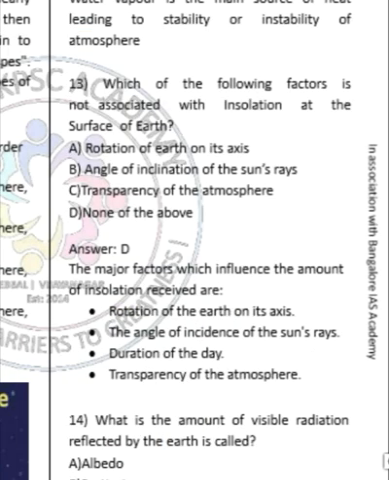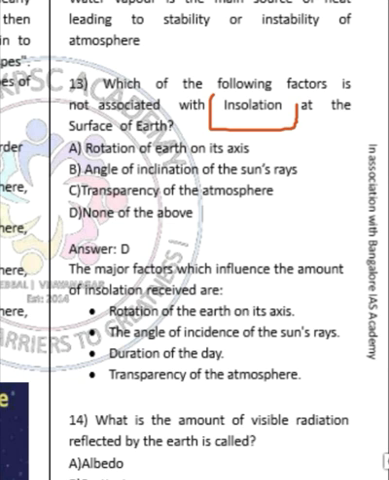Question number 13, it is asking which of the following factors is not associated with the insolation at the surface of Earth. Before answering the question, you must know what insolation is. Insolation is the short form of the term incoming solar radiation. So here you have to find out the factors which affect the incoming solar radiation. Even without knowing exactly what the phenomenon is, if you remember the term incoming solar radiation, you can answer such questions just by your general knowledge and physical observations.